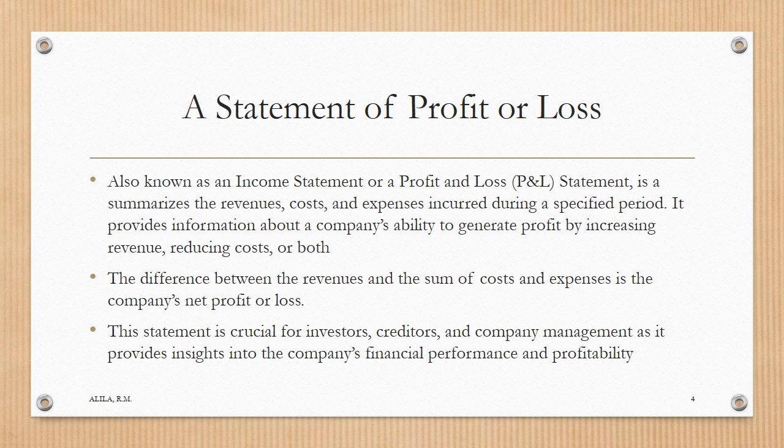So the second statement is the statement of profit or loss, also known as income statement or profit and loss statement. It summarizes the revenue, cost, expenses incurred during a specified period, maybe during a year or during a month. It provides information about a company's ability to generate a profit by increasing revenue and reducing cost or both.